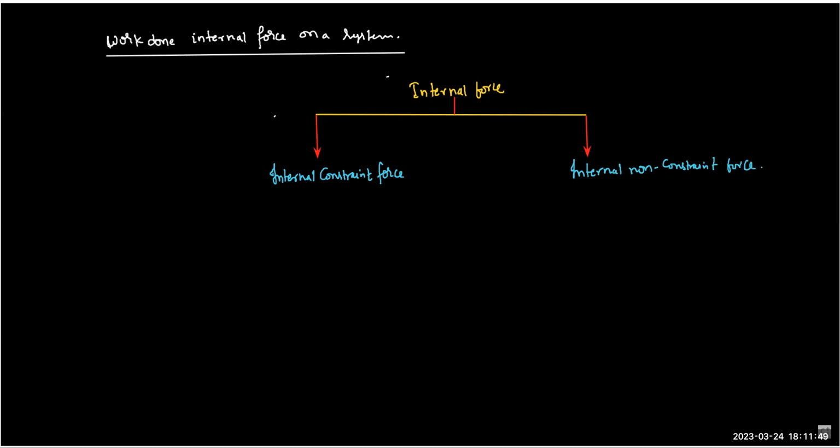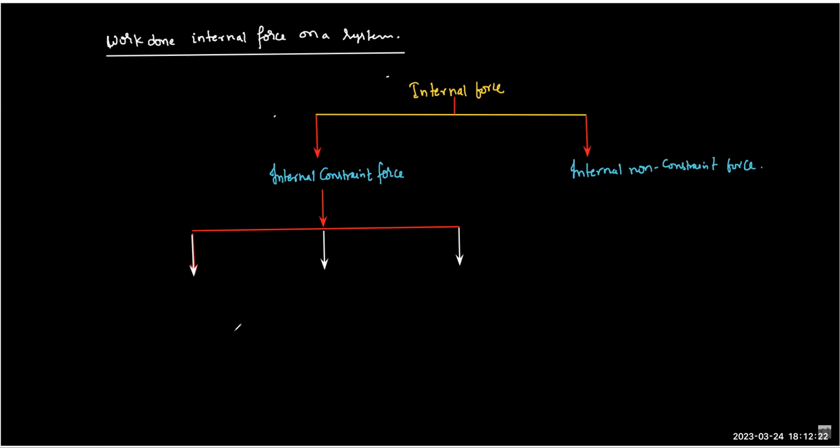Now, under this category of constraint force, we have three separate categories, you can say. So this is what we have discussed in the past also. So internal constraint force. Constraint means something which restricts the relative motion. We call it constraint.